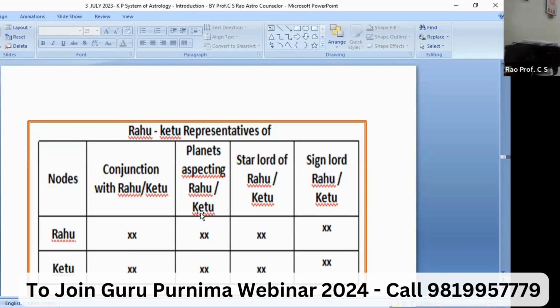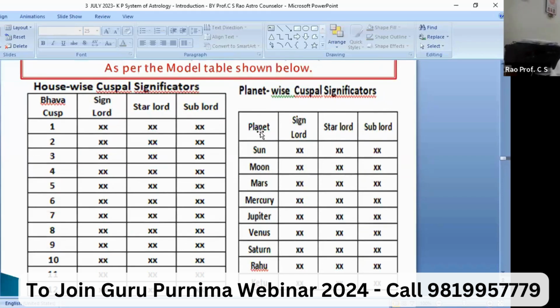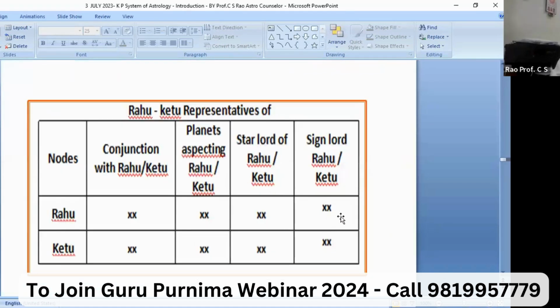So planets aspecting Rahu Ketu are here. Rahu Ketu are shadow planets, you all know it. And this may be nil. This conjunction may be nil. Planets may be nil. But the starlord will definitely be there. For every Rahu and for every Ketu, wherever they are in the birth chart, there will be a starlord and a signlord. Here, these two are very compulsory. That these two get filled up. Sublord we are not considering here. Here, for all the planets, starlord and sublord we are considering. So here the starlord is there. We are mentioning it here. But we are not taking the starlord of this for predictive purposes.